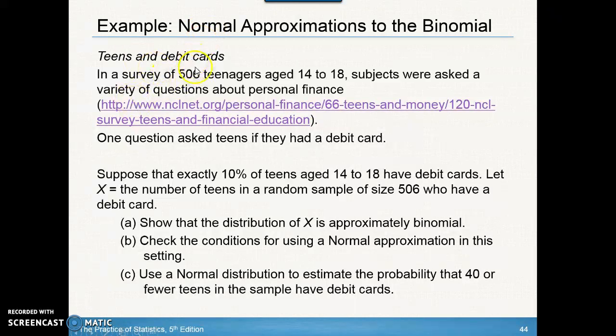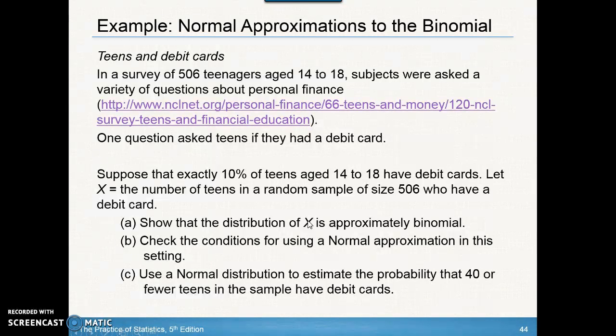In a survey, 506 teenagers aged 14 to 18 were asked a variety of questions about personal finance. One question asked if the teens had a debit card. Suppose that exactly 10% of the teens aged 14 to 18 have debit cards. X is the number of teens in a random sample of size 506 who have a debit card. So we're going to show that it's approximately binomial. We're going to check the conditions to see if the binomial distribution also looks normal.